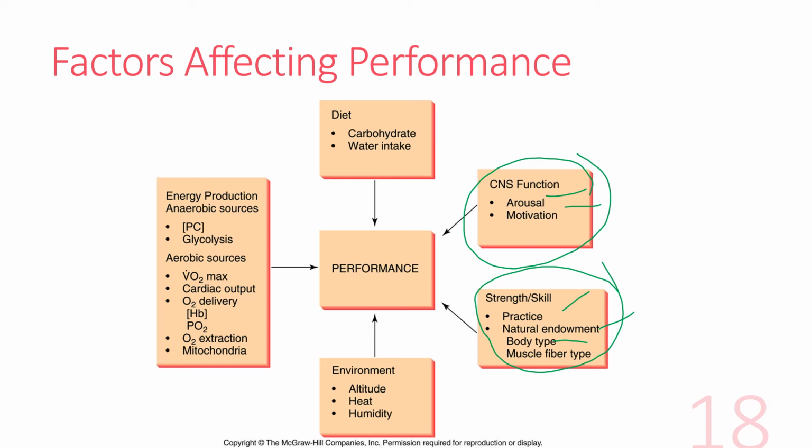So, a body type can certainly set you up for success in certain areas and not set you up for success in other areas. Also, muscle fiber type, again, certainly related to genetics. If I have more slow twitch fibers, I am more likely to be successful as an endurance person.